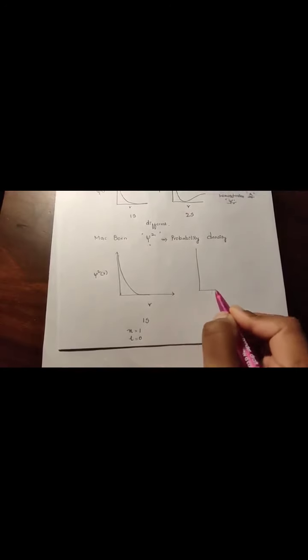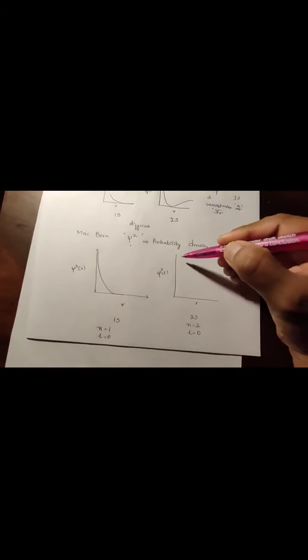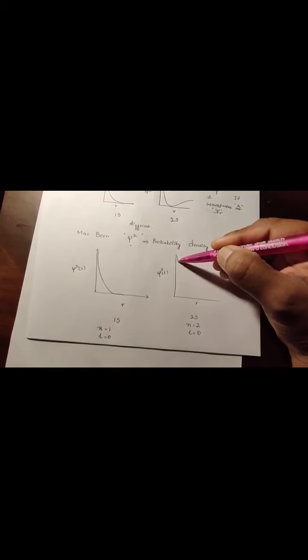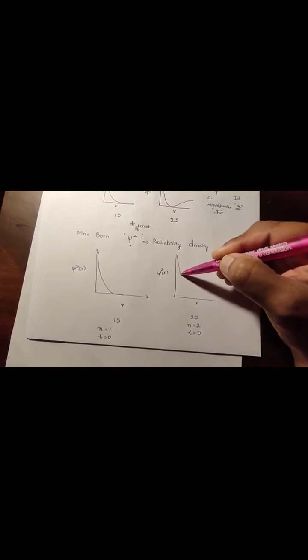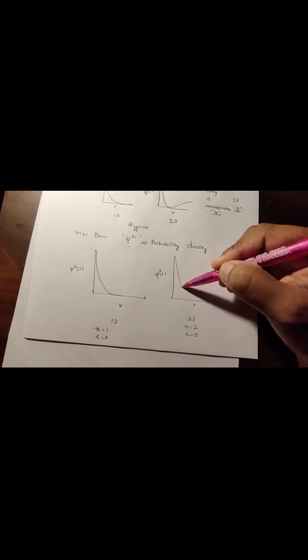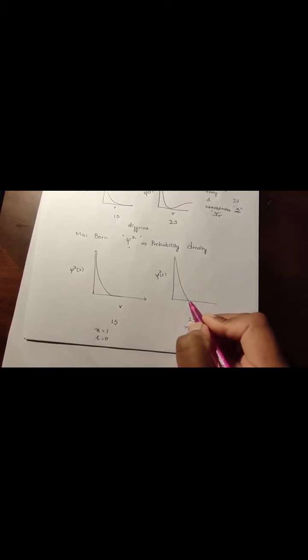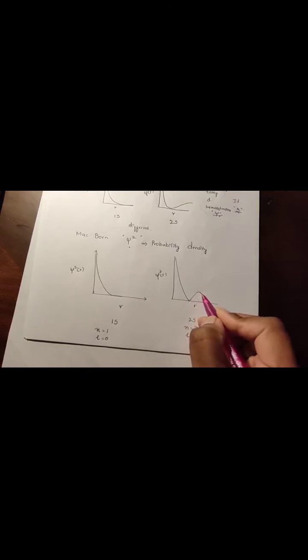For the 2s orbital, it is quite different. For the 2s orbital, n is equal to 2 and l is equal to 0. At first, they noticed the maximum probability density, which decreased sharply as the distance between the nucleus and the electron increased and reached the minimum value, that is 0, and then it again increased to some extent and then decreased again and reached 0.